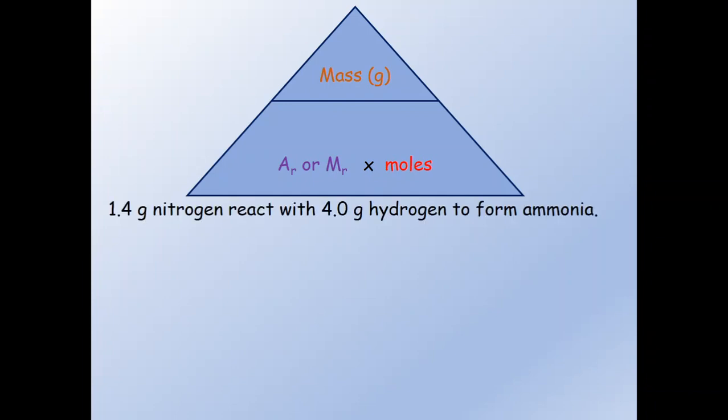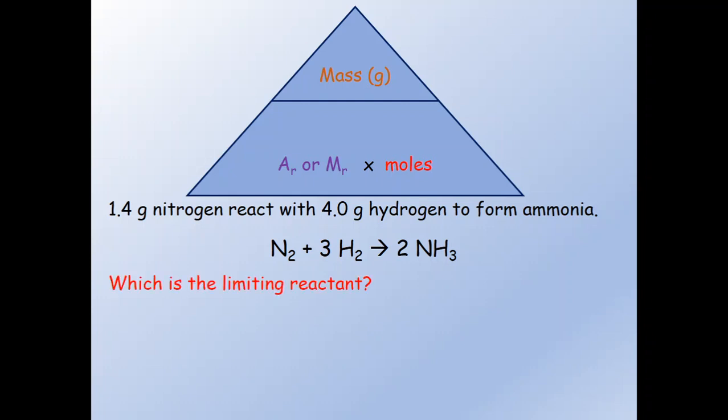In the example we are going to look at, we have 1.4 gram nitrogen react with 4.0 gram hydrogen to form ammonia. This is the balanced equation: N2 plus 3H2 reacts to 2NH3. And the question is, which is the limiting reactant, nitrogen or hydrogen?